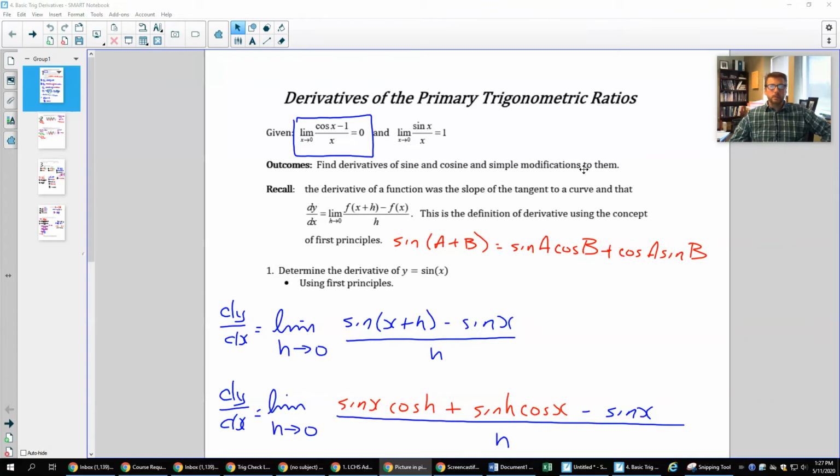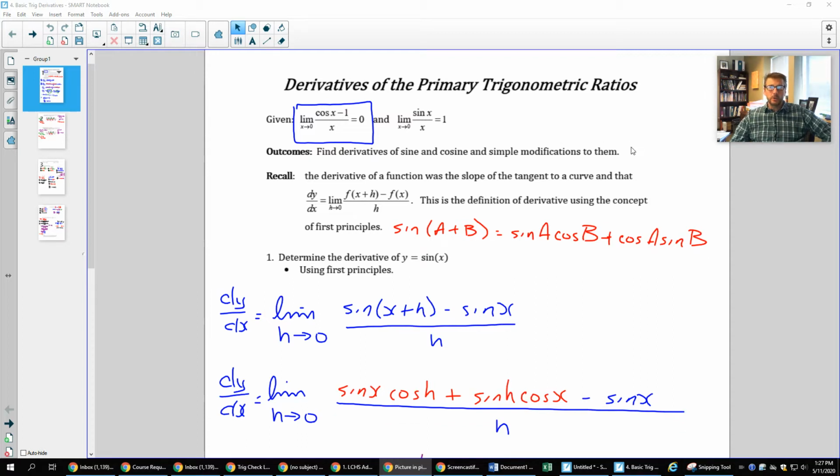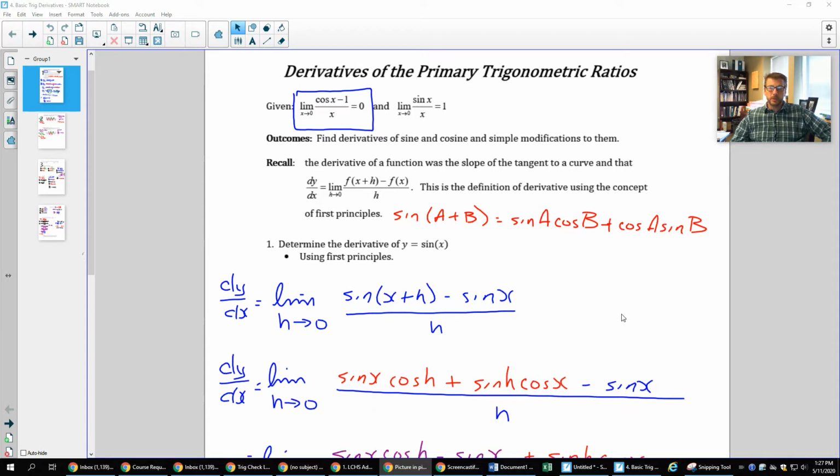Everyone, we're going to do derivatives with our primary trig ratios, and we're just going to focus on sine and cosine today. We're going to add things like tangent, cotangent, secant and cosecant in a future lesson. But we're going to start off reviewing derivatives by going old school and talking about first principles.